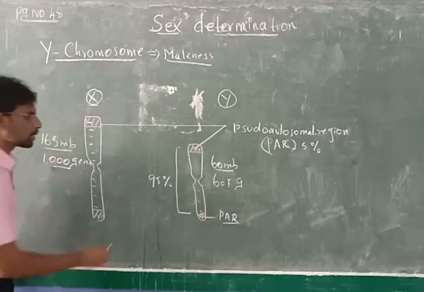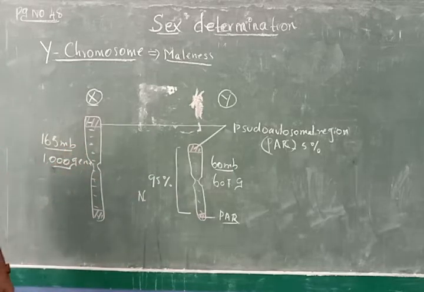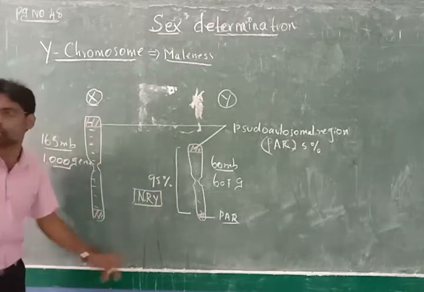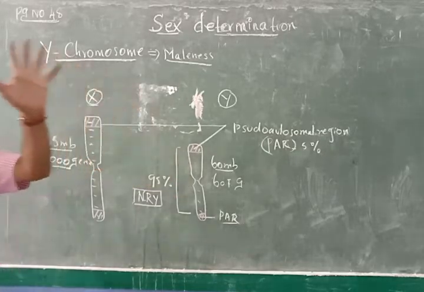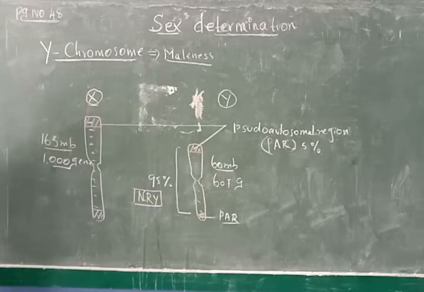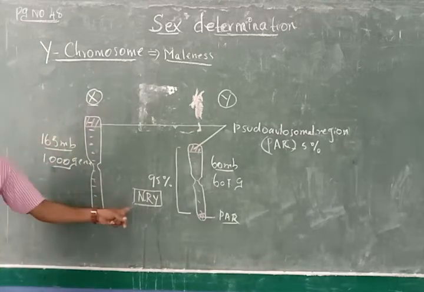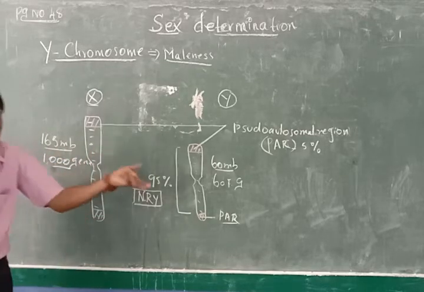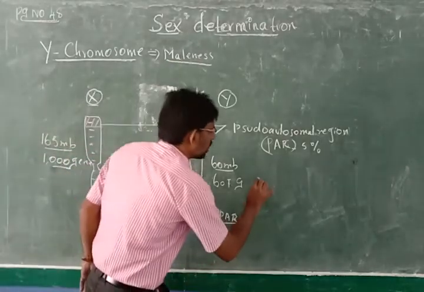So it is called the non-combining region of the Y chromosome, the NRY region. Understand? We have the pars region, which is 5% similar between both the chromosomes. We have the 95% region, which is not at all similar to the X chromosome, and belongs only to the Y chromosome. That is called the NRY region, the non-combining region of the Y chromosome. That means the X chromosome will not combine with those regions. This much clear? Now we will talk about this NRY region.